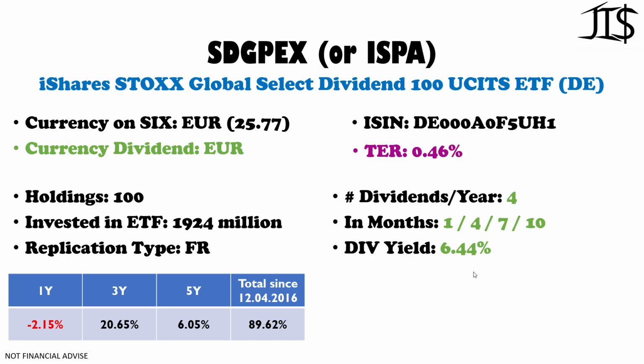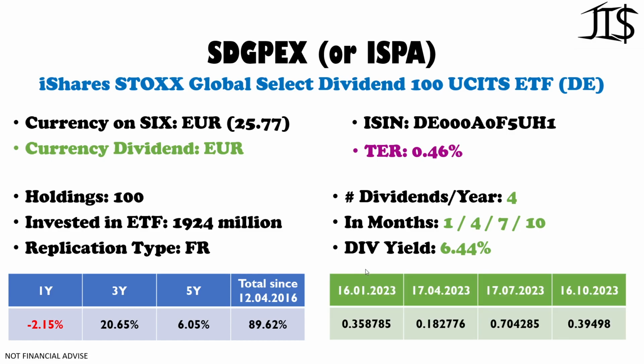And then its dividends: it gives 4 dividends a year, and that's in January, April, July, and October. And it has a dividend yield of currently 6.44%. And you can see that the last 4 dividends that it gave are more or less well distributed. The ones from April and July could be better distributed, of course. But yeah, this is a really nice dividend yield. It's actually one of the best that you can get.